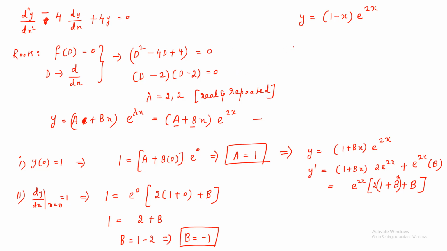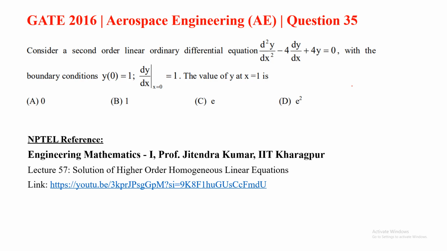Now we want to find the value of y at x is equal to 1. So if we substitute, we get (1 minus 1) e power 2. 1 minus 1 is 0, so y at x is equal to 1 is 0. Let's go back to the options. Our option A has the correct answer for this question, which is 0.